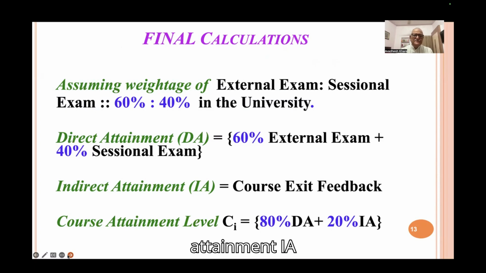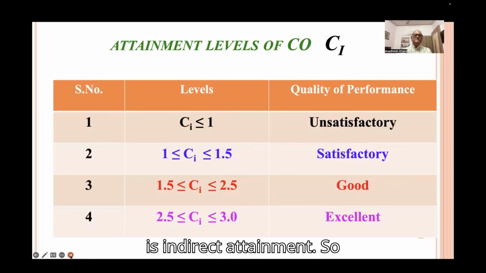Indirect attainment IA will be feedback based, the perception of the stakeholders. Then the course attainment level CI will be given by a simple formula: 80% DA, where DA is direct attainment, plus 20% of IA, where IA is indirect attainment.